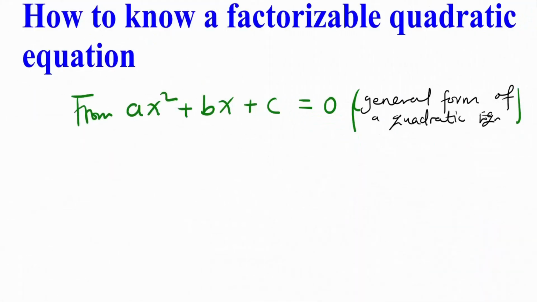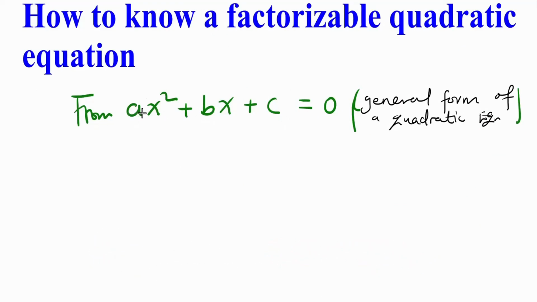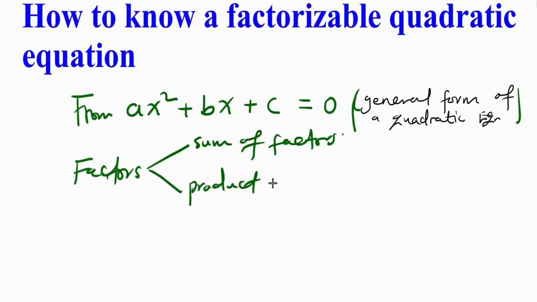We're going to get to know how we realize whether a quadratic equation can be solved by factorization, as we have from the general form of the quadratic equation, which is ax squared plus bx plus c equals 0. So in here, you know very well that when we are solving quadratic equations by factorization, we talk of one thing, that is the factors. And under factors, we talk of two: the sum of the factors and then the product of factors.